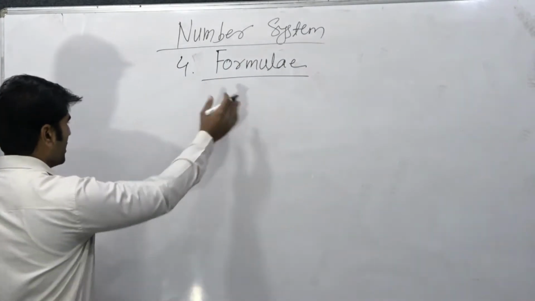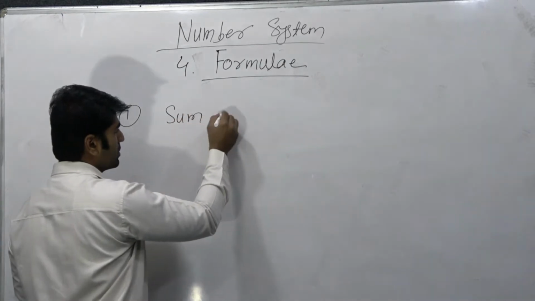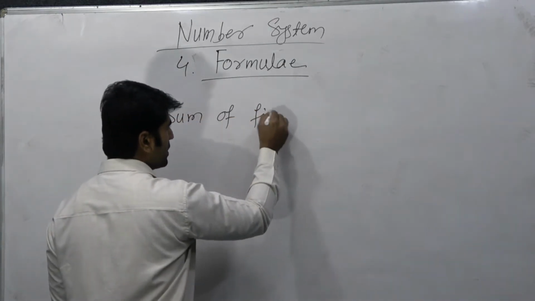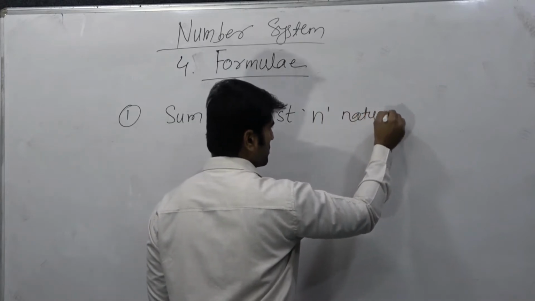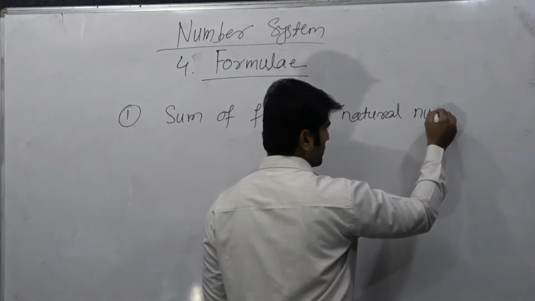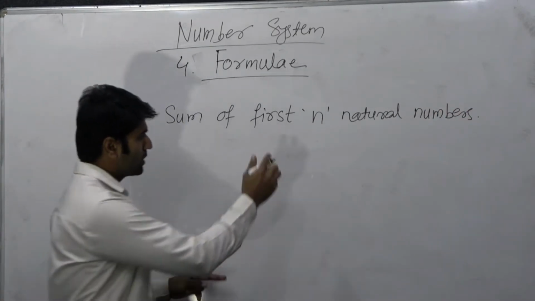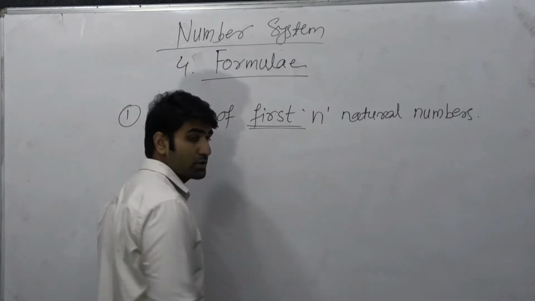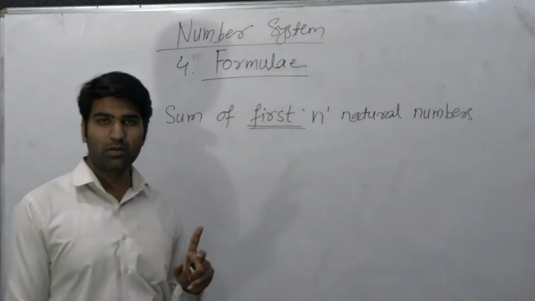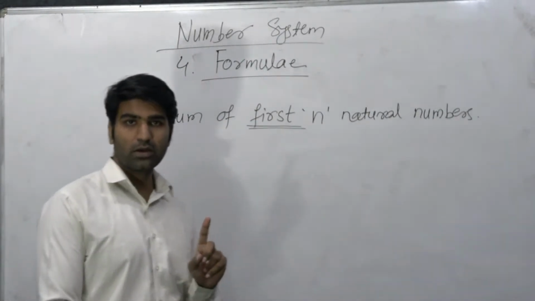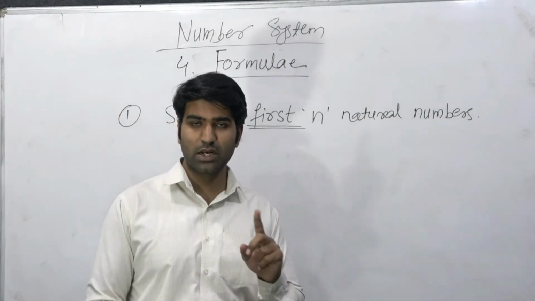So first formula is for sum of first n natural numbers. Okay, so formula is for first n numbers. First n numbers means first n natural numbers. So remember, natural numbers start with 1. In the first video we have seen natural numbers, whole numbers, and natural numbers start with 1.